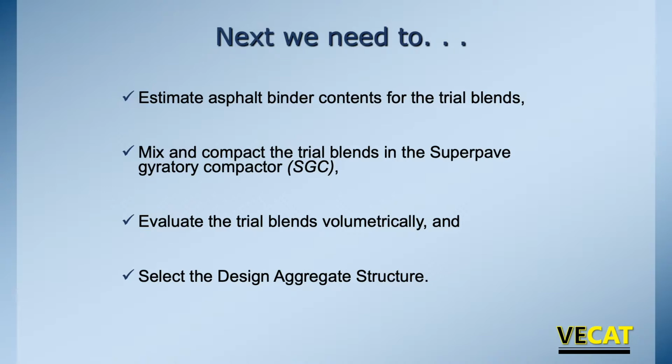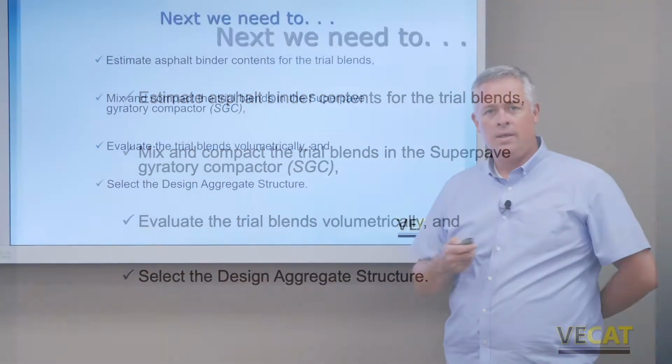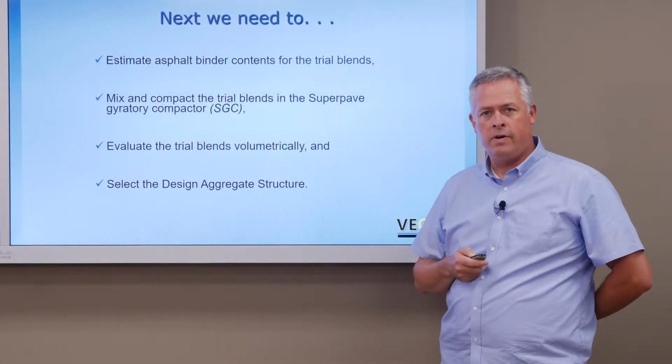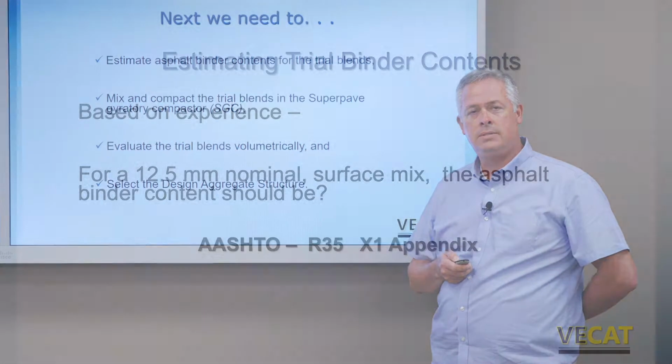So we're going to estimate asphalt binder content for each of the trial blends. We're going to mix and compact those trial blends through the gyratory compactor. We're going to evaluate the trial blends volumetrically, and then we're going to select a design aggregate structure based on the asphalt content and which of the volumetrics we think is going to work best.